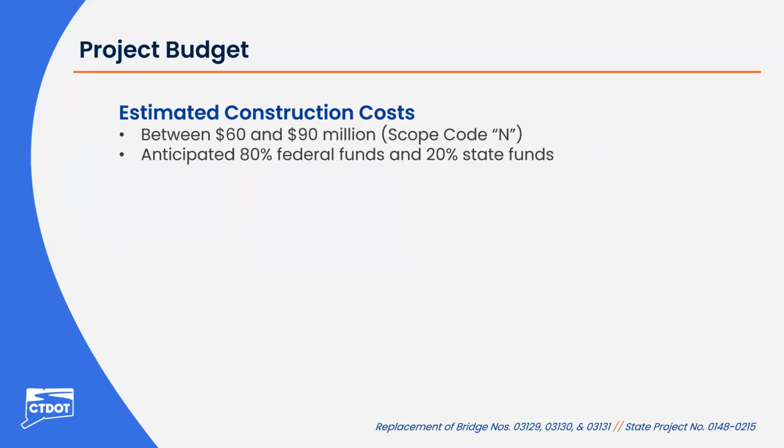The project budget currently sits at between $60 and $90 million for the replacement of all three bridges for the project, and it is currently anticipated to be funded through 80% federal funds and 20% state funding.